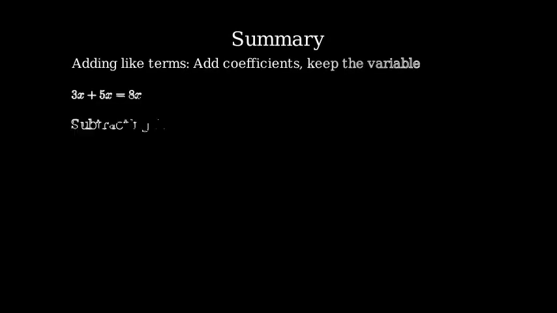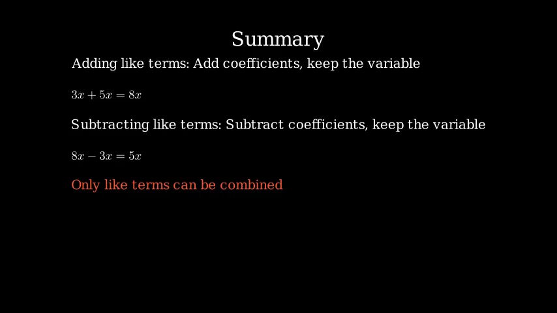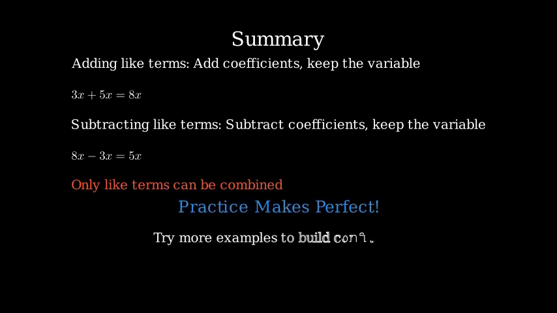Let's summarize what we've learned about algebraic addition and subtraction. When adding like terms, we add the coefficients and keep the variable part the same. For example, 3x plus 5x equals 8x. When subtracting like terms, we subtract the coefficients and keep the variable part the same. For example, 8x minus 3x equals 5x. We can only add or subtract like terms with the same variables raised to the same power. Remember to practice these concepts with different examples to build your confidence.